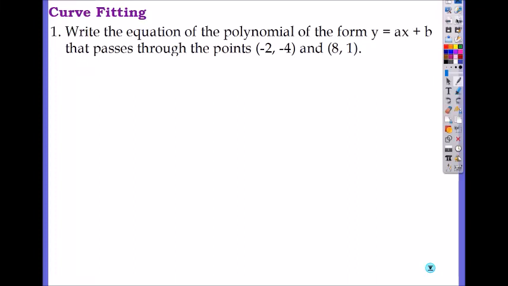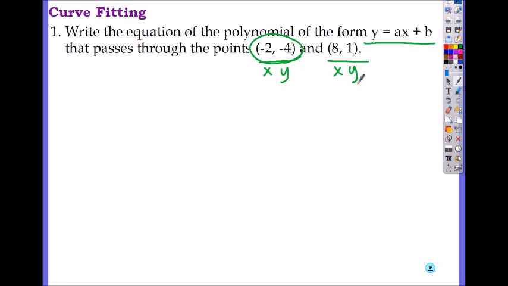Write the equation of a polynomial of the form y equals ax plus b, which will be linear, a line. But the next question we're going to do is quadratic, so it's a curve that passes through these 2 points. So what can we do? To write an equation, you have to have a and b. But here they gave you what? A pair of x and y, and x and y. So just go ahead and plug in x and y and rewrite the equations.